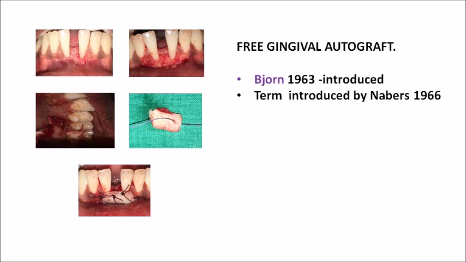The first one is free gingival autograft. It was introduced by Bjorn in 1963, but the term was introduced by Nabers in 1966. As it is clear from the figure, first we prepare the recipient site. The recipient site blood vessels should be exposed in order to have an anastomosis with the blood vessels of the donor tissue. Then I obtain the donor tissue from the palatal area of the patient. Then the graft obtained is immobilized at the recipient site and it is sutured. This is the procedure in short. So free gingival graft was introduced by Bjorn in 1963 and the term was introduced by Nabers in 1966.